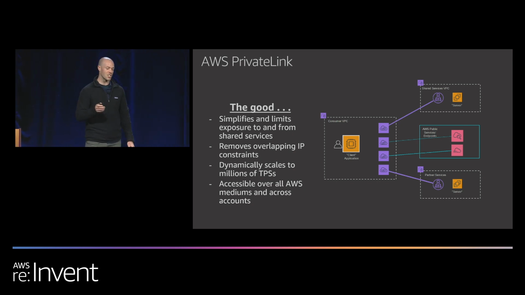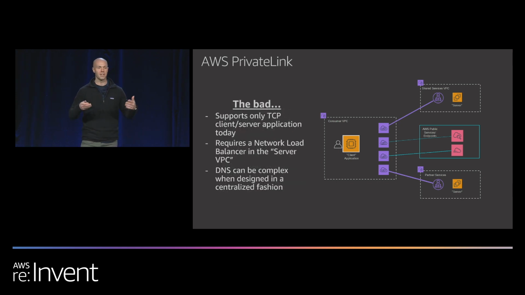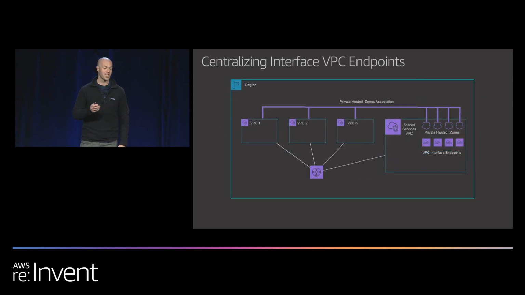The other thing I noticed is that it actually works across all AWS mediums, whether that's Direct Connect, VPC peering, and so forth. Now, like we were talking about, if your application is not performing that traditional client-server relationship, TCP handshake, PrivateLink might not be the right fit. And depending on your traffic profile, there may be more efficient ways of deploying PrivateLink that we'll cover in just a second here. This is one of them.